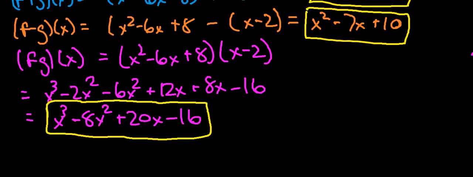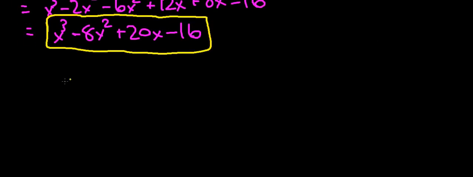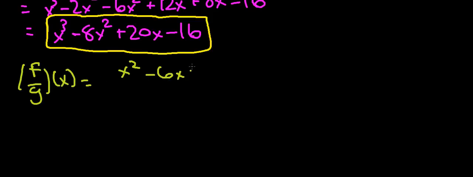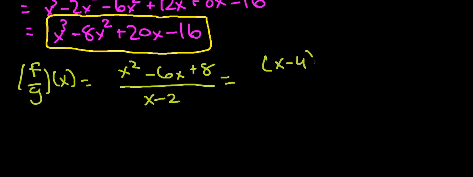And lastly, we have our division. So we have f divided by g of x, which is going to be equal to x squared minus 6x plus 8 divided by x minus 2. So the first thing to do would be to factor this. So we need two numbers that multiply to be 8 that add to be minus 6. Minus 2 times minus 4. So we have x minus 4 times x minus 2 over x minus 2.